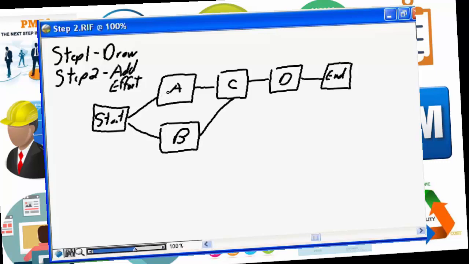The next step in our network diagram is to add the effort. So we need to determine, as part of the project management process, how much work, what is the effort, how much time the resources that are going to work on each of our tasks, A, B, C, and D, are going to be required to get the job done. So let's assume task A has an effort of 5 days. It's going to take us 5 days to get task A completed. Let's assume task B has an effort of 7 days. It's going to take 7 days of work to get task B done.